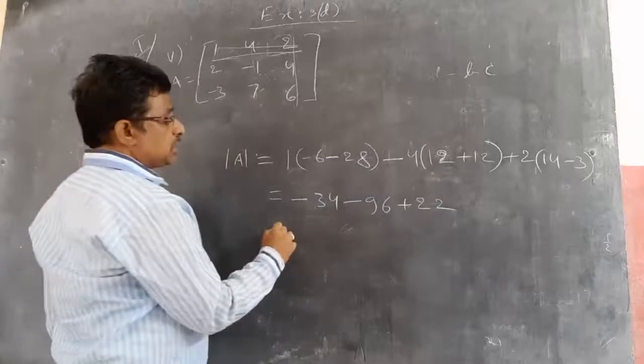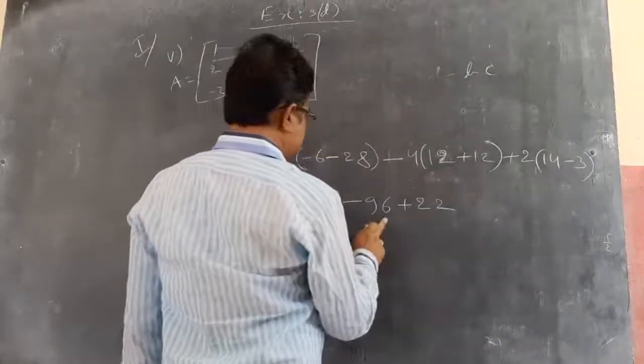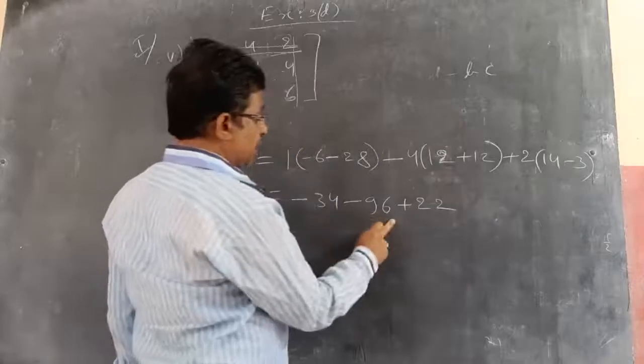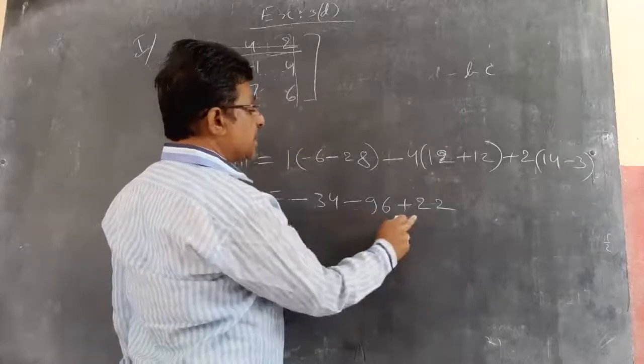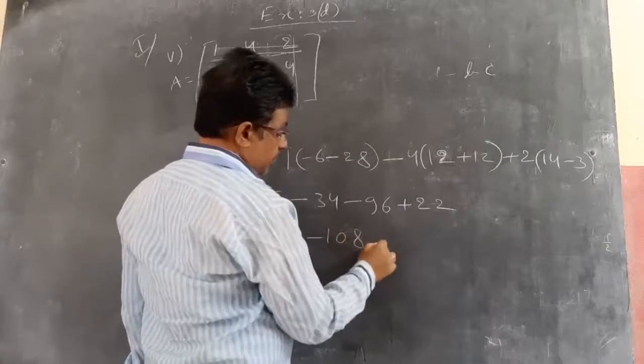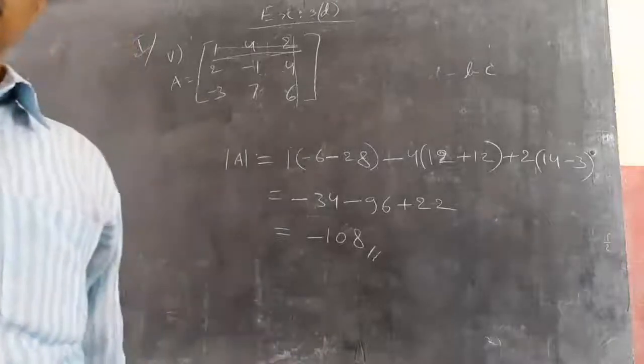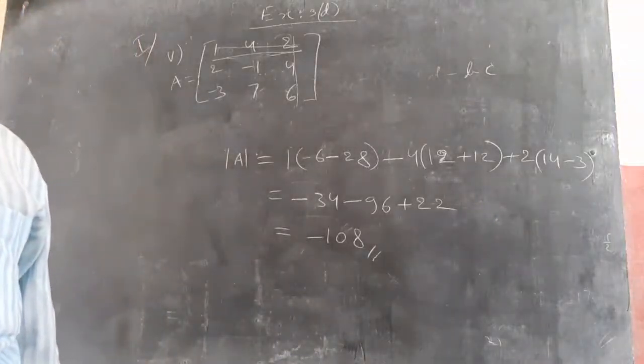So this is equal to minus 34 minus 96. How much? 130, minus 130 plus 22, minus 108. Minus 108. Like this you can do it for a 3 by 3 matrix.